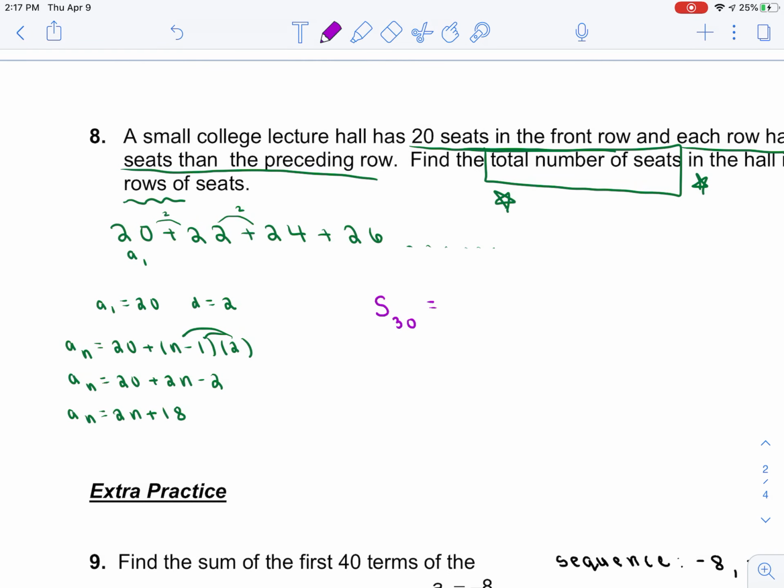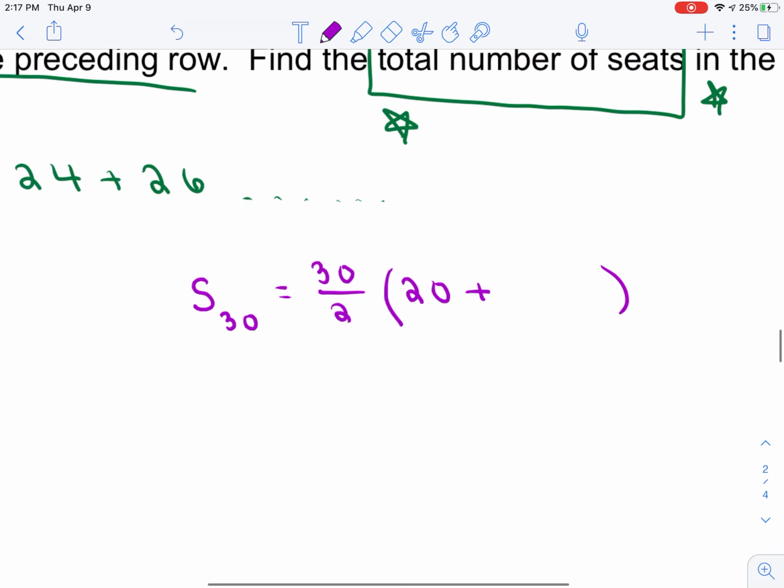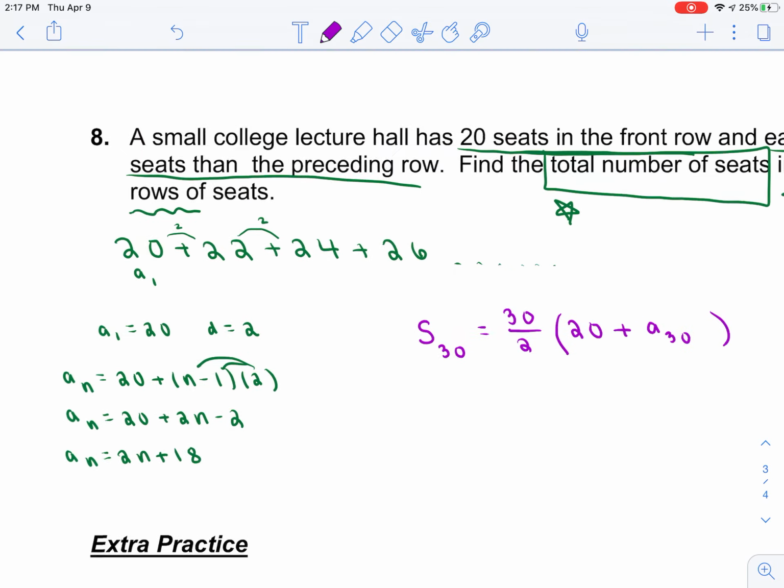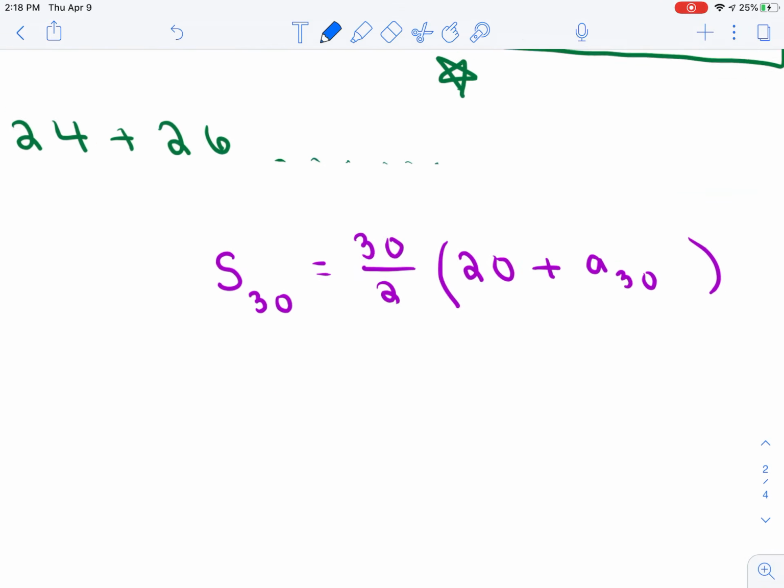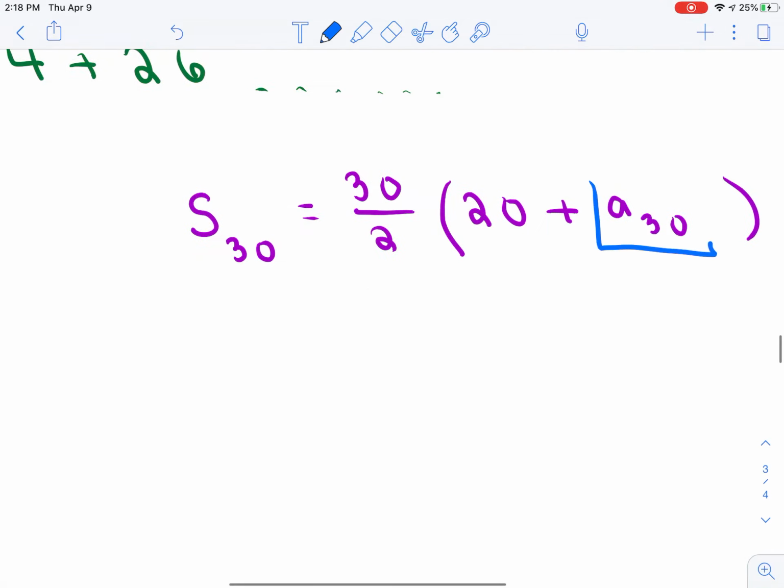Well, if I fill into the formula, I have my n value divided by 2, and then I need to know the number of seats in the first row, which was 20, and then I also need to know the number of seats in the 30th row. You may have asked why I was setting up this rule for the first part of this, and this is why. If you want to find the number of seats in the 30th row, the last row, we have to use this formula I just created.